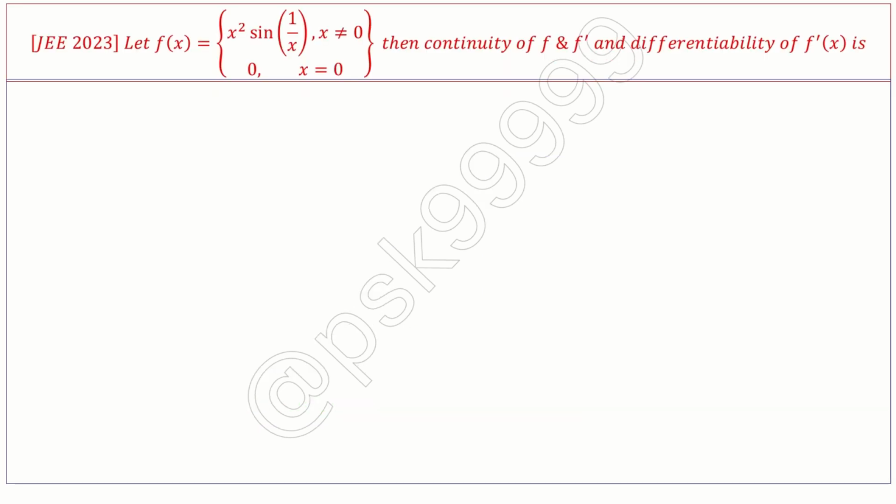Next, f of x is defined as x square sine 1 by x if x is not equal to 0, and it is 0 if x equals 0. Then we need to check continuity of f and differentiability of f dash x. You need to find 3 things: continuity at f and f dash, and differentiability at f dash x.